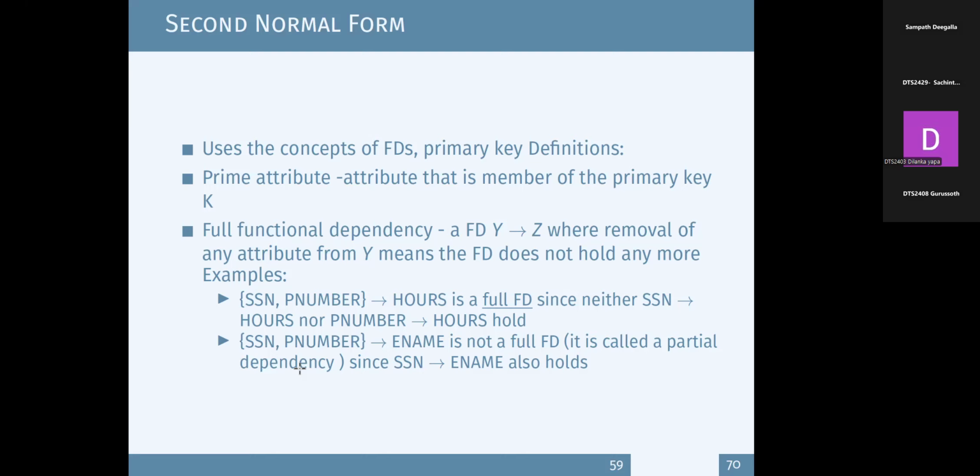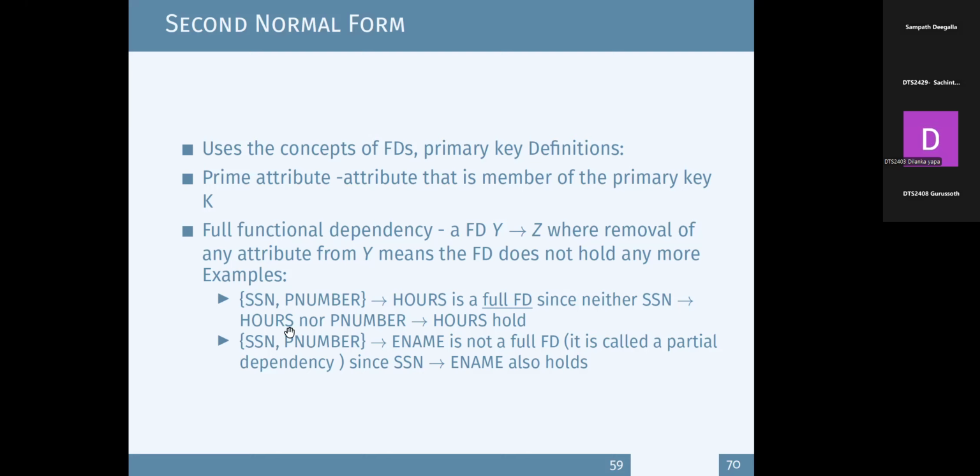What I mean by this is, given this situation, using both social security number and project number, we can determine the number of hours, which means you cannot or you should not be able to functionally determine the number of hours using only social security number, or only project number, right? That's why it says neither social security number to number of hours nor the project number to the number of hours. So this is only determined by both of these attributes. Then we call it fully functionally dependent.